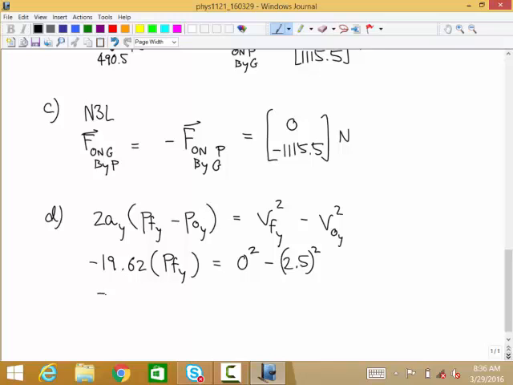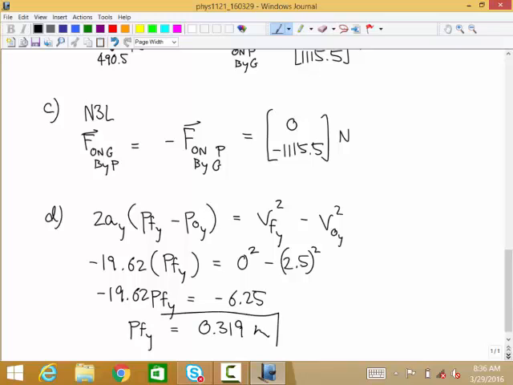So you get negative 19.62 y_f is equal to negative 6.25. So y_f is equal to, what do you get for that? 0.3 something? 0.319 meters. Okay? Any questions about that?